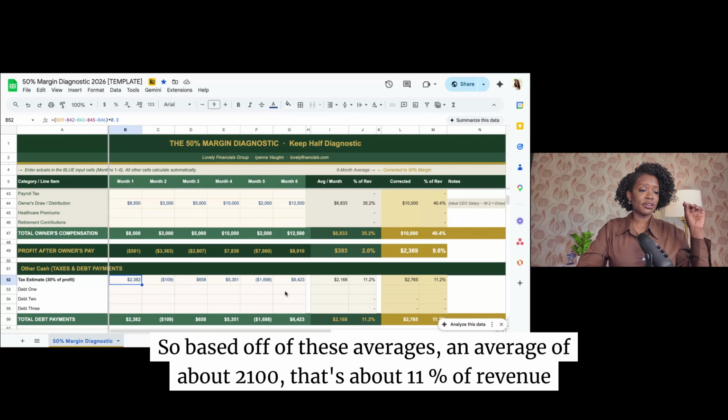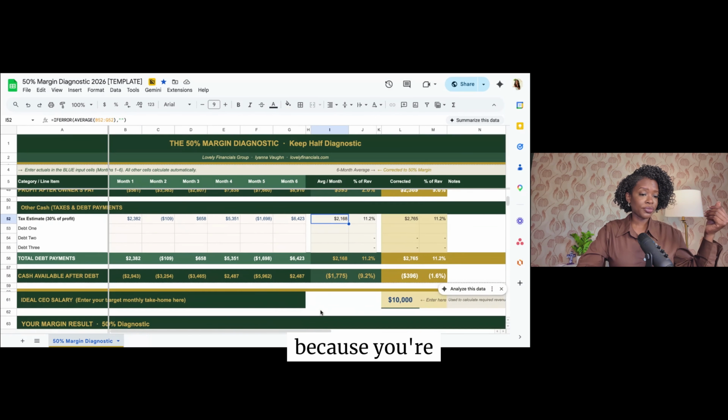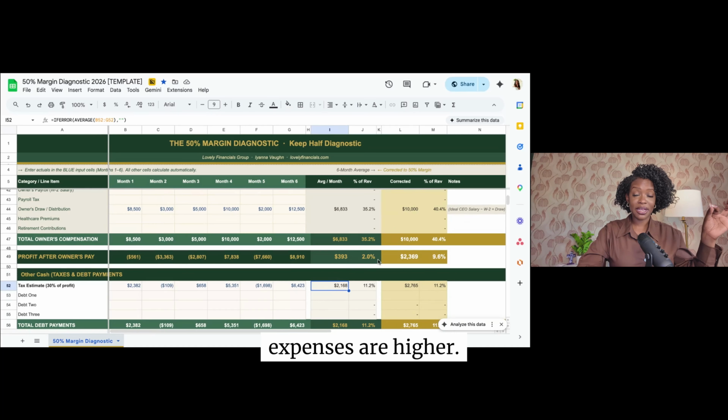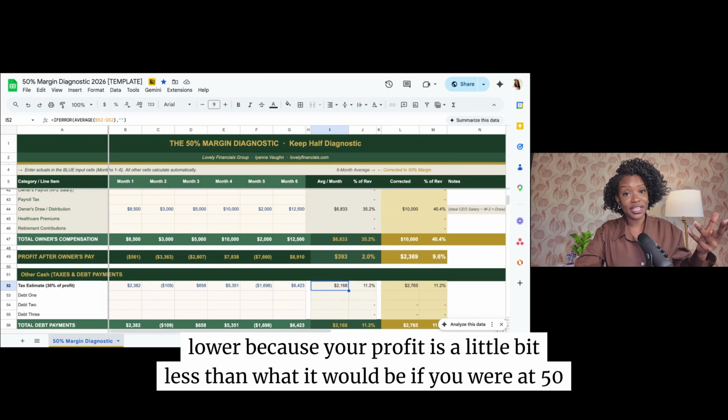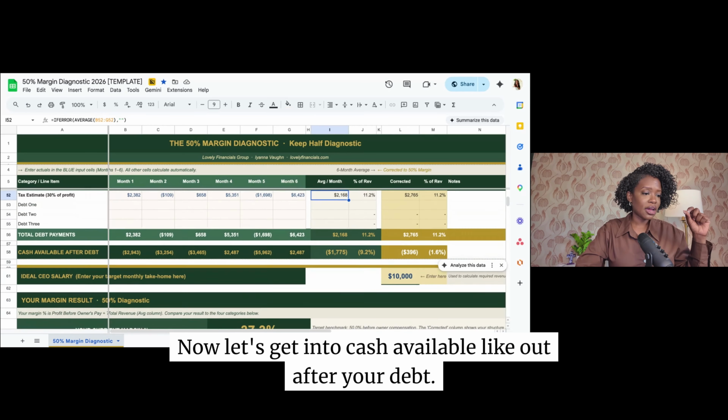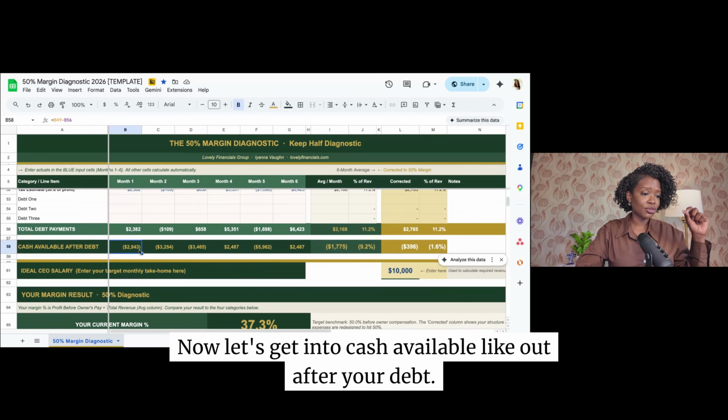So based off of these averages, an average of about 2,100, that's about 11% of revenue, because your expenses are higher. That means your taxes will be a little bit lower because your profit is a little bit less than what it would be if you were at 50% profit before pay. Now let's get into cash available after your debt.